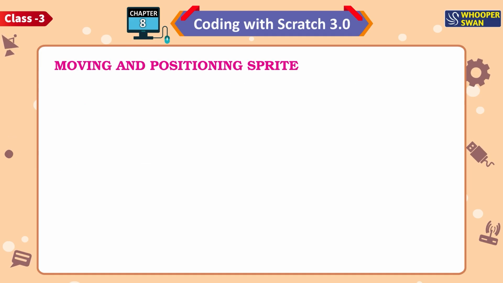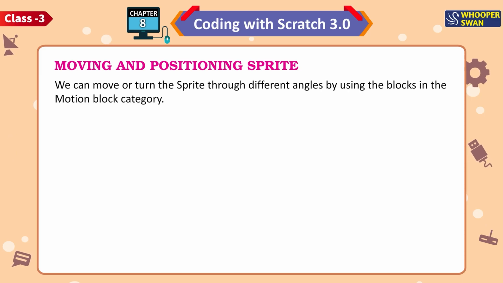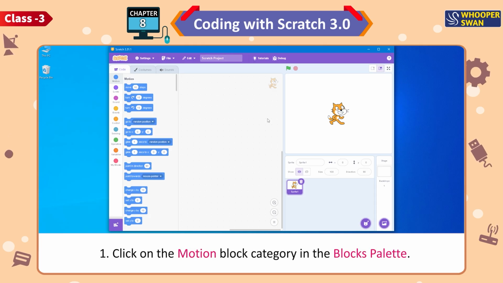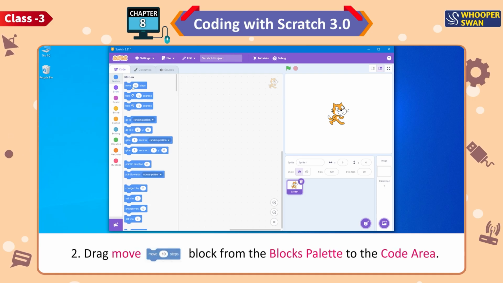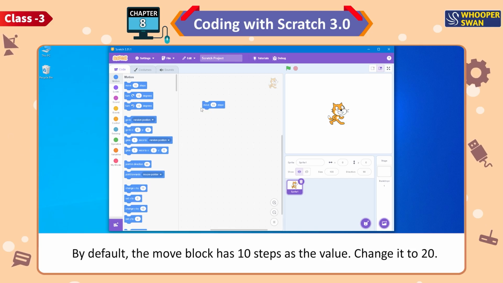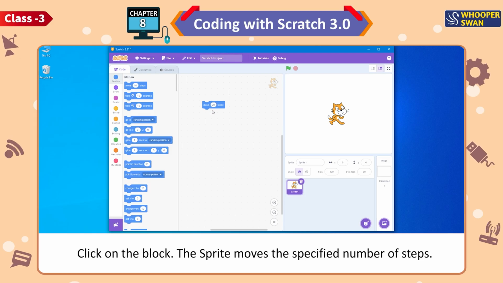Moving and positioning sprite. We can move or turn the sprite through different angles by using the blocks in the motion block category. Follow the steps to move the sprite. Step 1. Click on the motion block category in the blocks palette. Step 2. Drag move block from the blocks palette to the code area. By default, the move block has 10 steps as the value. Change it to 20. Click on the block. The sprite moves the specified number of steps.